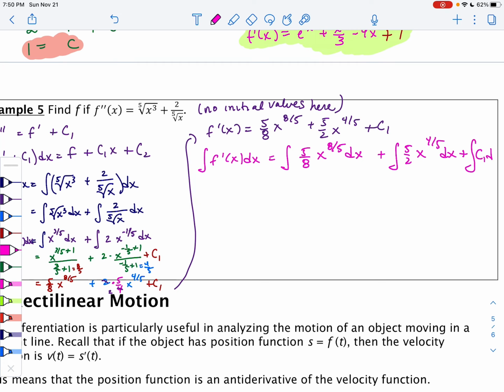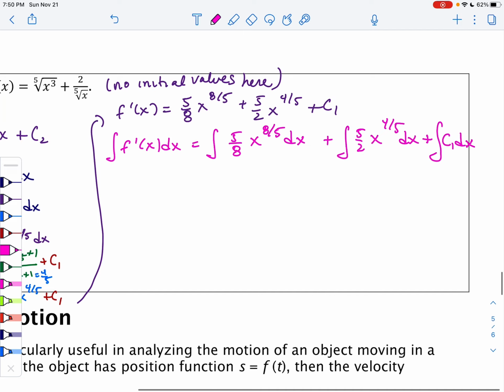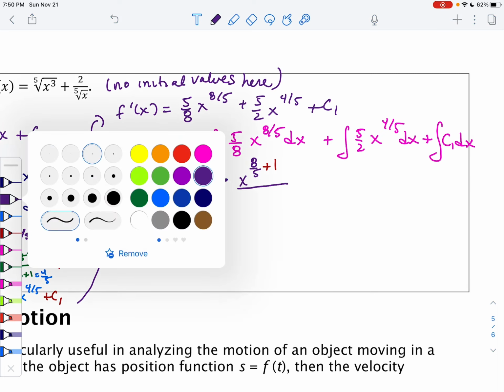And we have plus c1 dx. Remember, the integral of a constant is the constant times that integral. And so we're still going to get that this is 5/8 x to the 8/5. Remember, we add 1 to the exponent and we divide by that same exponent.